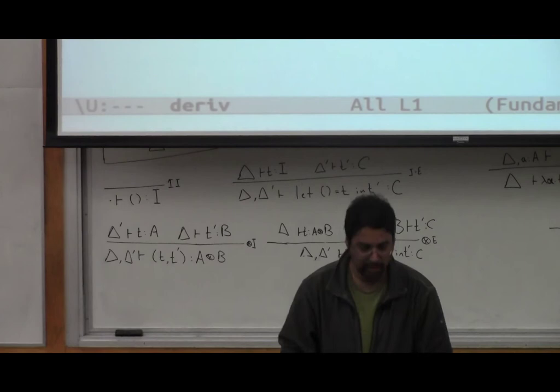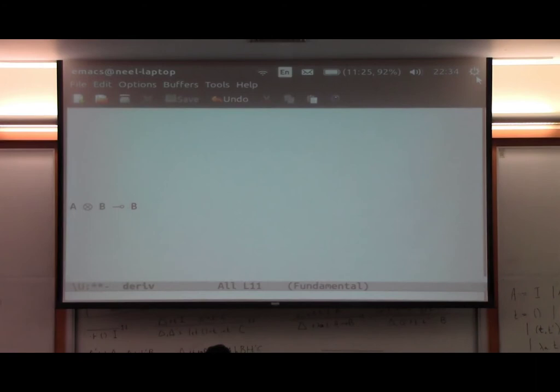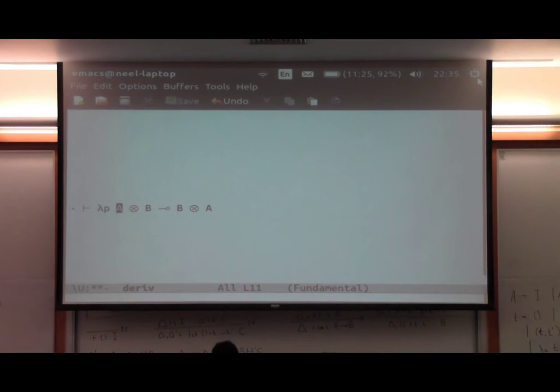Okay. So what we're going to do is draw an ASCII art typing derivation. We're going to write a term, and it's not going to be the world's most exciting program. It's just a program that permutes an A tensor B into a B tensor A. The way that this will work is we'll get in a pair. Let me just write the program.